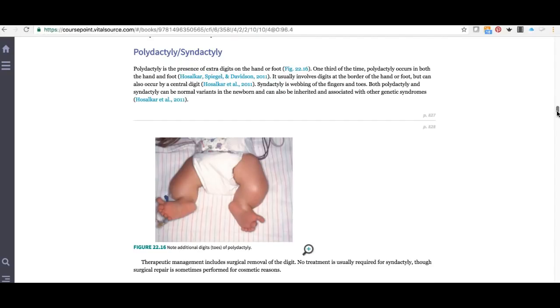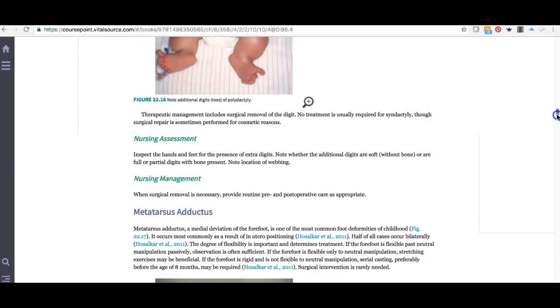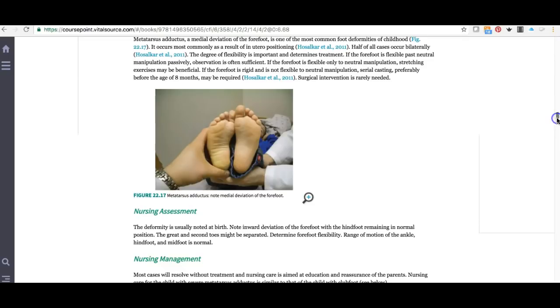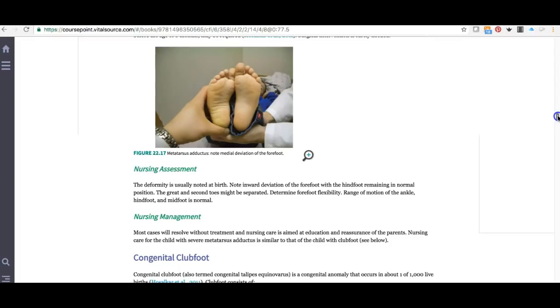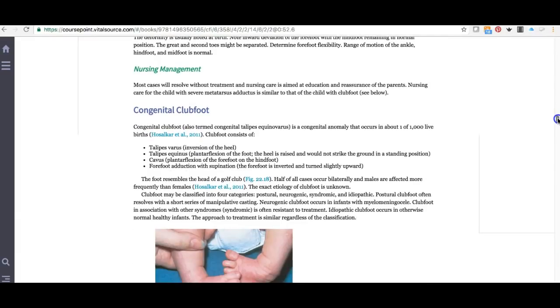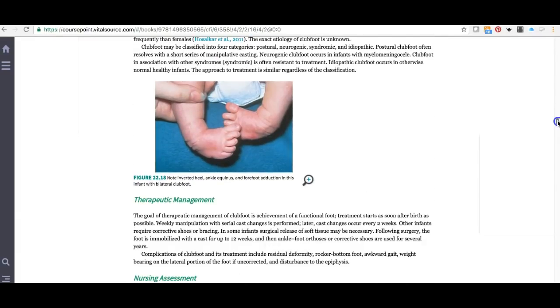And again, sometimes they surgically remove it, sometimes they don't. There's a metatarsus adductus, and that's just kind of a deviation of the forefoot there. A lot of times they don't fix those. If they're severe enough, like with clubfoot, they do some serial casting.